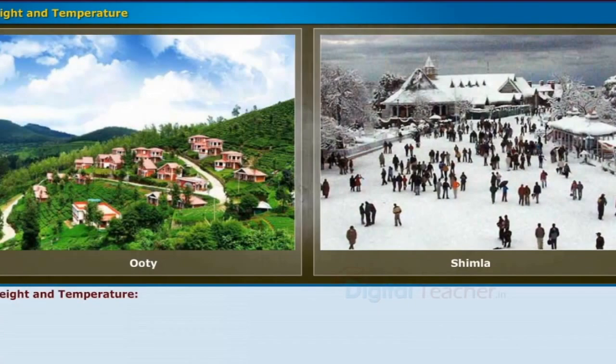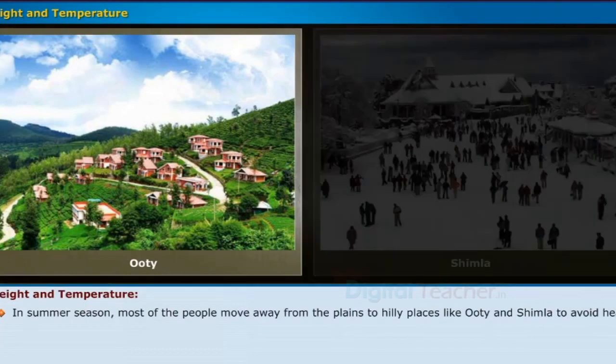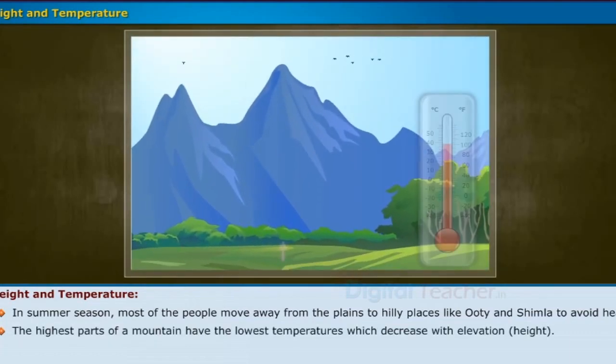Now, let us learn about the height and temperature. In summer season, most of the people move away from the plains to hilly places like Ooty and Shimla to avoid heat. The highest parts of a mountain have the lowest temperatures, which decrease with elevation.